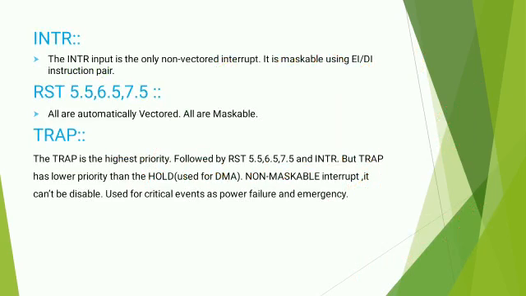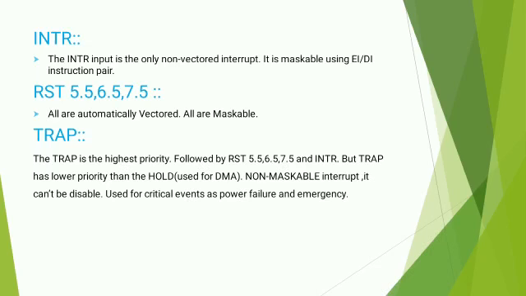Then the function of the interrupt signals. First start from the TRAP. The TRAP is the highest priority, followed by RST 7.5, 6.5, 5.5 and INTR. But TRAP has lower priority than the HOLD used for DMA. It is a non-maskable interrupt. It can't be disabled, and is used for critical events such as power failure and emergency.